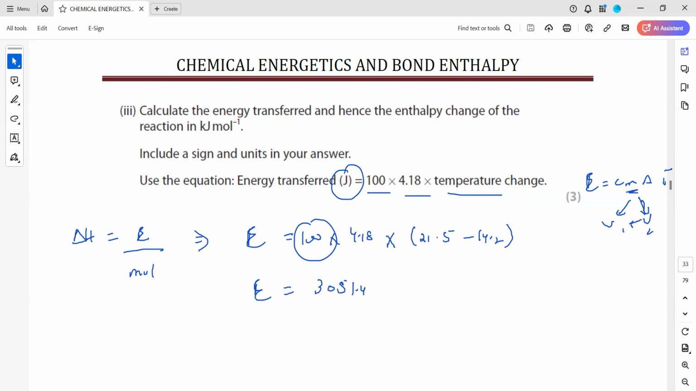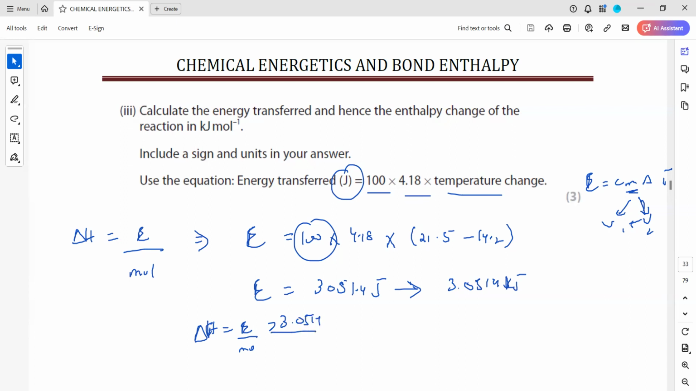3051.4, but that is in joules. We have to convert into kilojoules, divide by 1000. So 3.051 kilojoules will be there. And to get the enthalpy change, it is energy divided by moles. So if you want the enthalpy change, the delta H, energy divided by moles, so energy is 3.0514 divided by the moles.